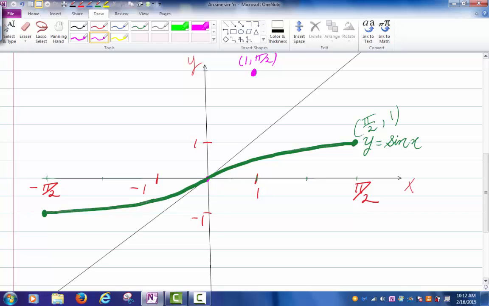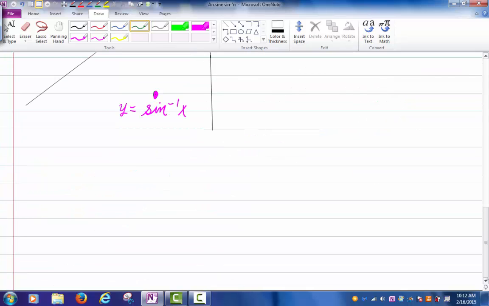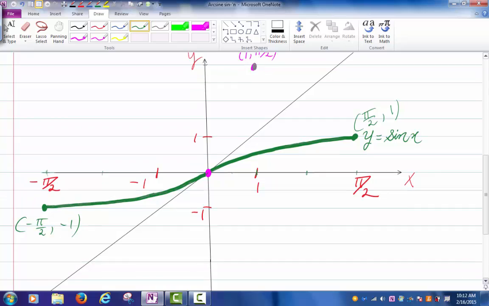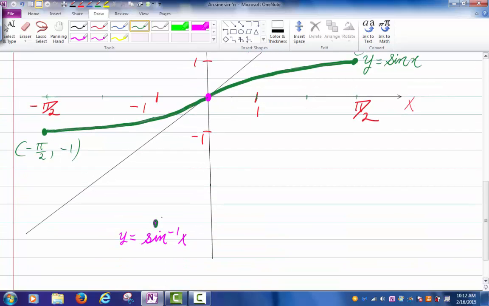Will the point 0, 0 be on the sine inverse? Because sine takes 0 to 0, sine inverse will take 0 to 0 as well. So I get this point here. And also, I have the point negative pi over 2 comma negative 1, which is a point on the graph of sine. So on the graph of sine inverse, I am going to get this point here in pink. You agree? That's the point negative 1 comma negative pi over 2.